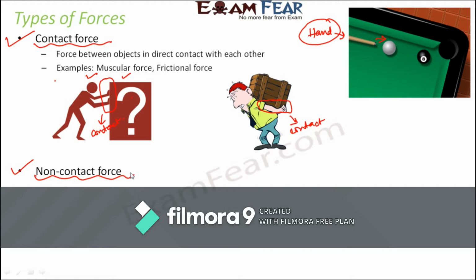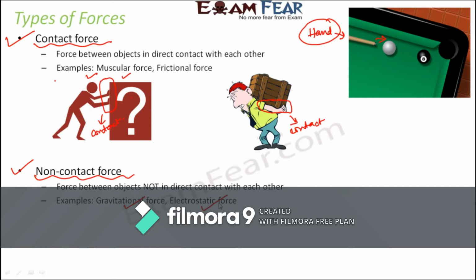Let us look at the second type of force, which is non-contact force. Now, very obviously, in this case there is going to be no contact between the two objects. So the objects are not in direct contact with each other. Basically, they are not going to touch each other, but still there is a force existing between them. Let us look at some examples. Gravitational force, electrostatic force, these are examples of non-contact forces.